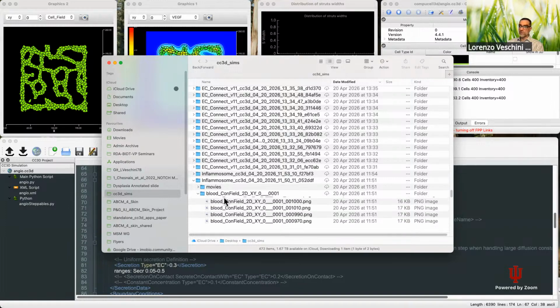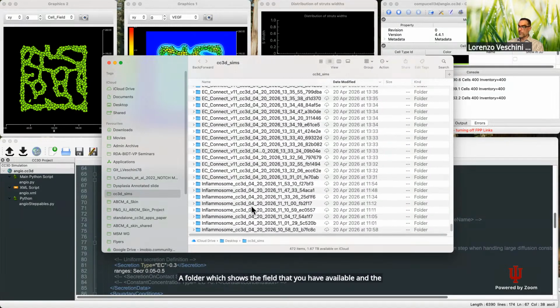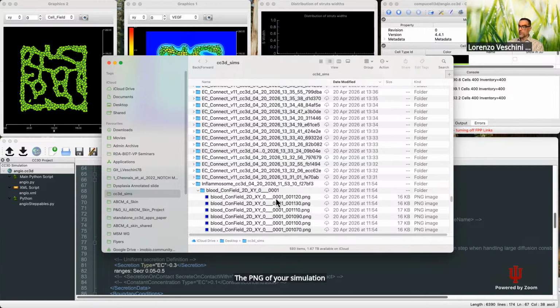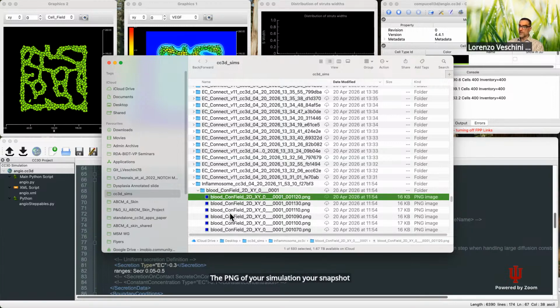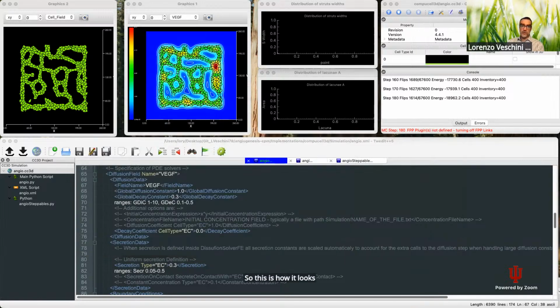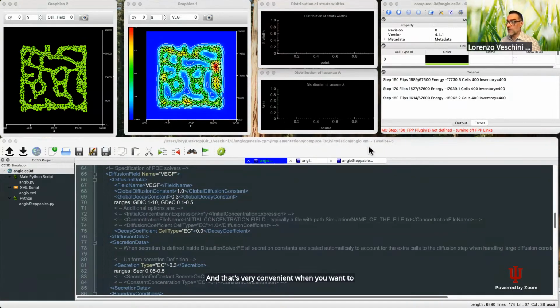And then if you have set up your properties properly, you will have this kind of folder that shows the fields that you have available and the PNG of your simulation, your snapshot. Here you go, like this. Not sure this will be interesting, but yeah, okay. So this is how it looks when you save a snapshot. So you can really export movies and PNG files easily, and that's very convenient when you want to do some post-hoc analysis.